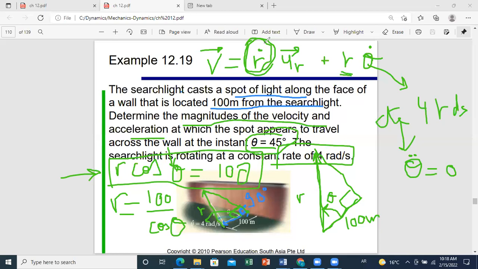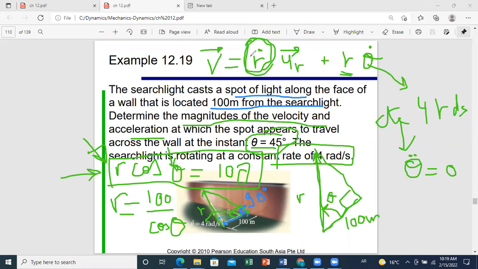Who can tell me? What should I do? Exactly. I will derive the expression r cosine theta equal 100 with respect to what? Theta. No. Why not theta? If I derive r cosine theta with respect to theta, will I obtain the expression of r dot? R dot is the derivative of r with respect to time, not with respect to theta. So if I derive this relation with respect to theta, I will not get r dot. I will get dr by d theta.